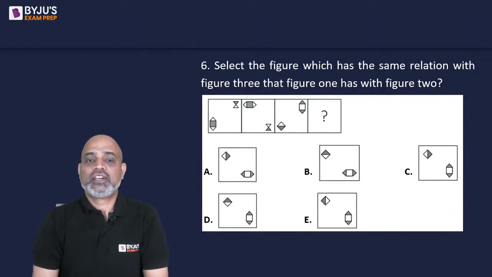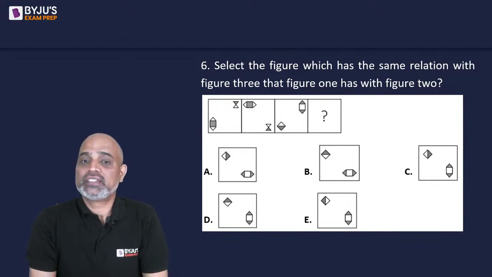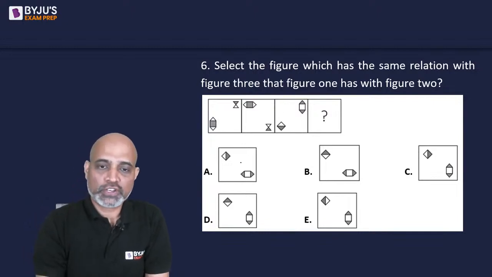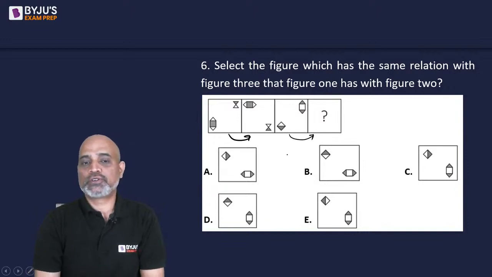Good. So we need to select the figure which has the same relation with figure 3 that figure 1 has with figure 2. Okay. So figure 1 and figure 2 are related in some way. In the same way, figure 3 and 4 are going to be related.